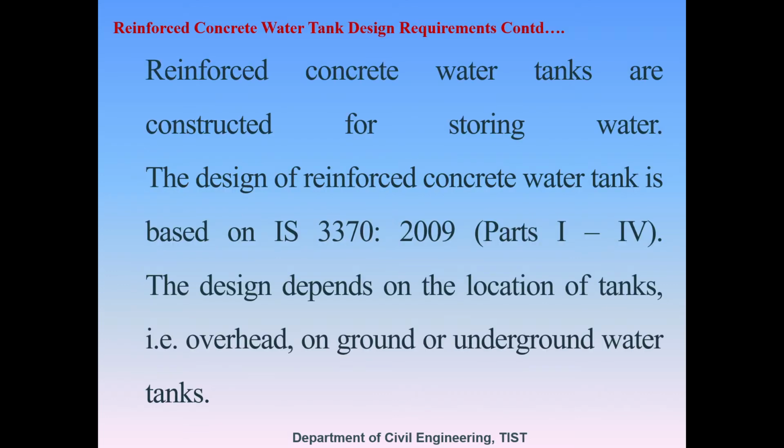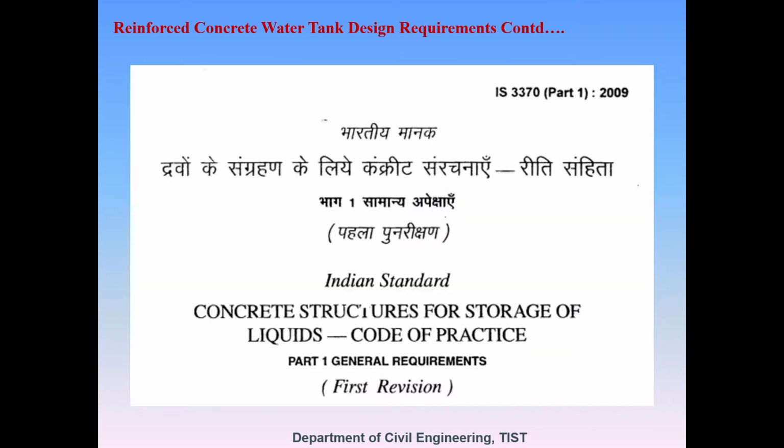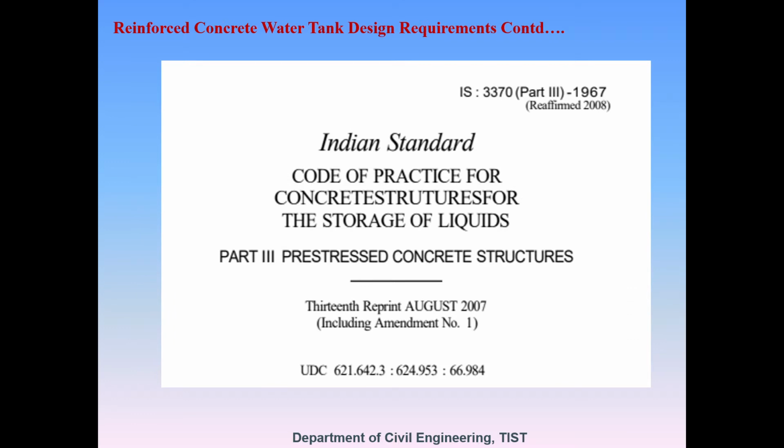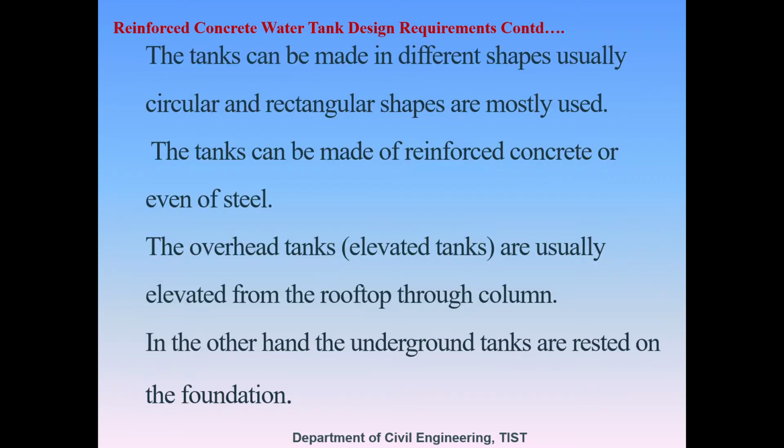The reinforced concrete water tanks are constructed for storing the water. The design of reinforced concrete water tank is based on IS 3370-2009, Part 1 to 4. The design mainly depends upon the location of tank. As we all know, based on the location of tanks, the water tanks can be divided into three: overhead, ground and underground. This is 3370 Part 1, this is Part 2, Part 3 and this is Part 4.